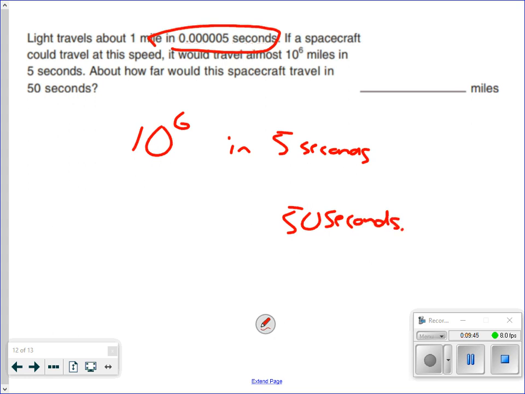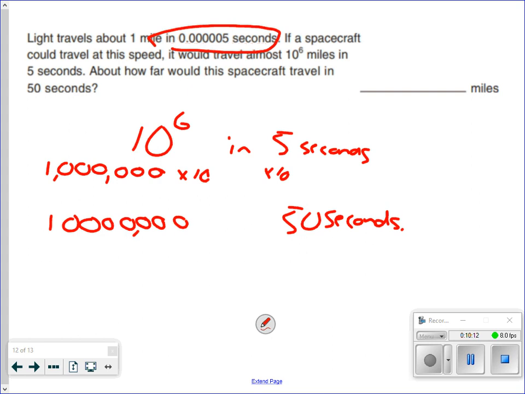Watch closely. 10 to the 6th power is this. 1, 2, 3, 4, 5, 6, right? It's 1 million. So all I'm doing is taking 1 million and I'm multiplying it by 10, because 5 times 10 equals 50. So what's 1 million times 10? Well, just add another 0. 1, 2, 3, 4, 5, 6, 7. The answer is 10 million, which would be 10 to the 7th power. That's how easy it is.